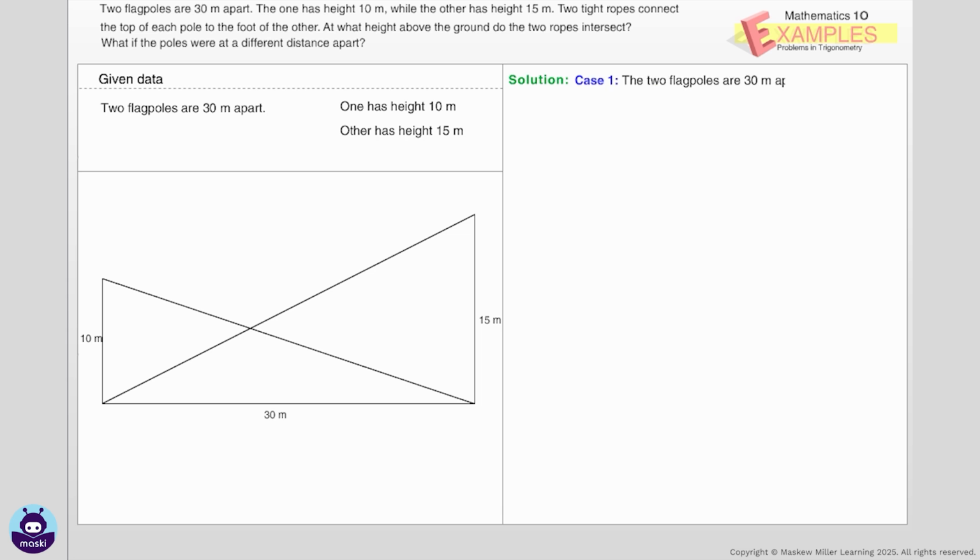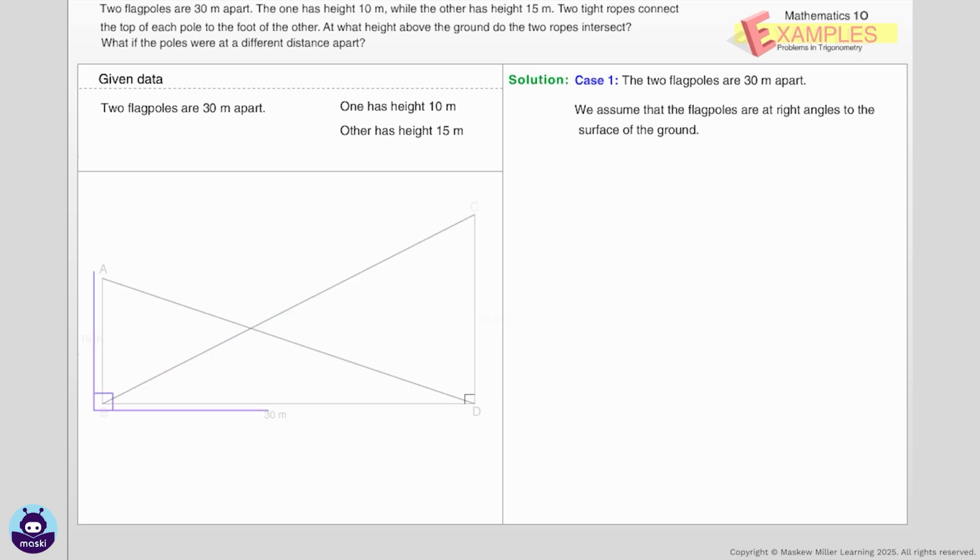Solution. Case 1. The two flagpoles are 30 meters apart. The figure illustrates the problem. Let the flagpole of height 10 meters be AB, and the flagpole of height 15 meters be CD. The top of flagpole AB is tied to D, and the top of flagpole CD is tied to B. We assume that the flagpoles are at right angles to the surface of the ground. Let the point of intersection of the two ropes be P. We are required to find the height of P above the ground.